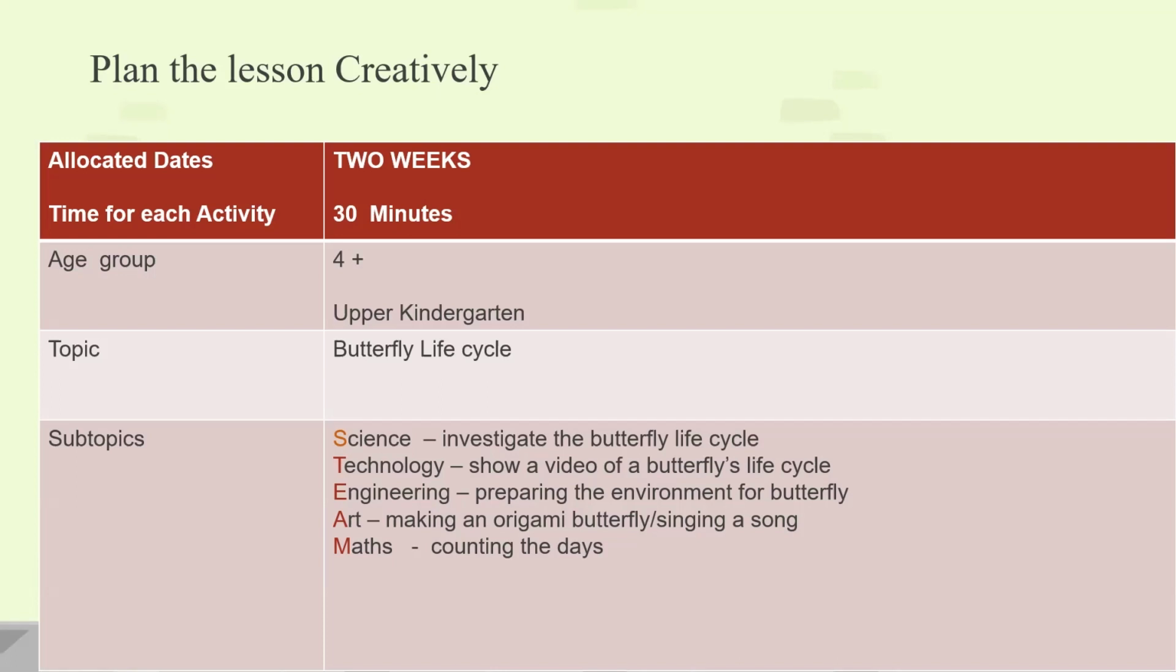Art. Children love art. So we can add some art into the butterfly life cycle activities by making origami, singing a song. How do we add maths there? We can do a lot of counting. Let's see.